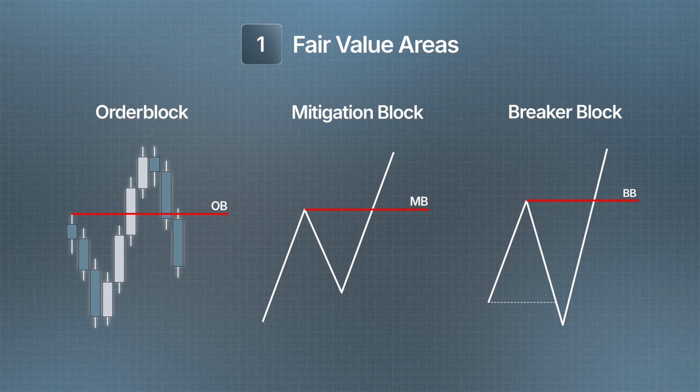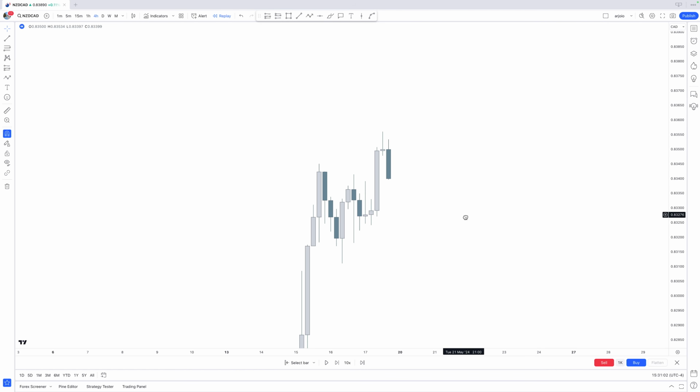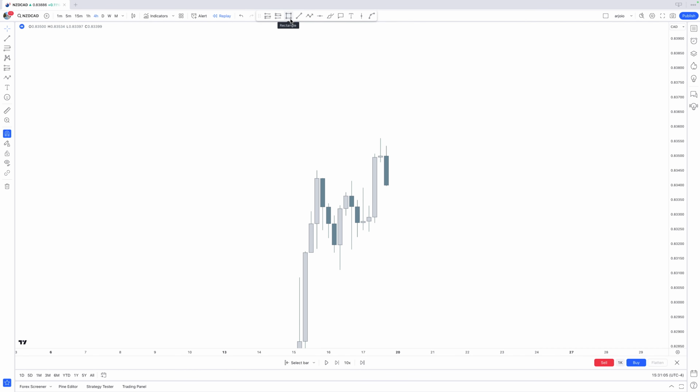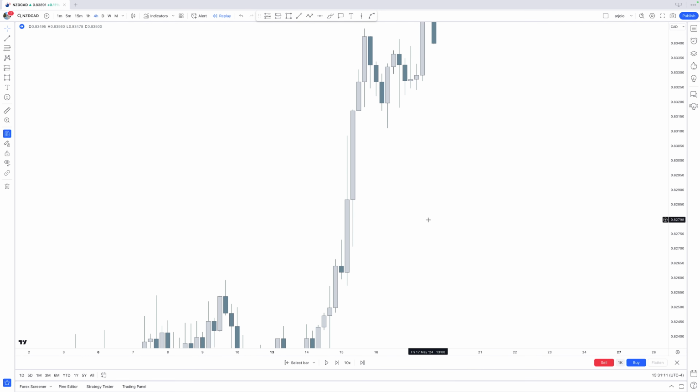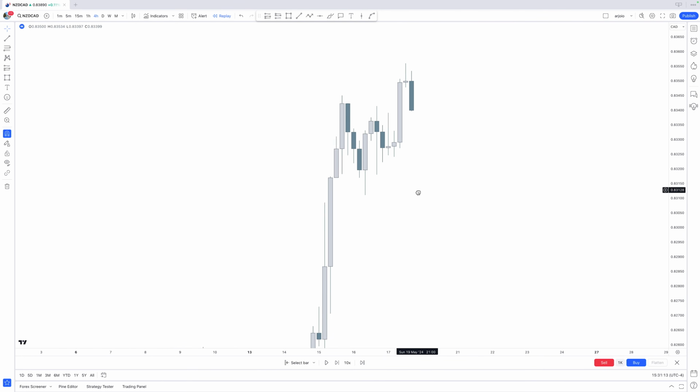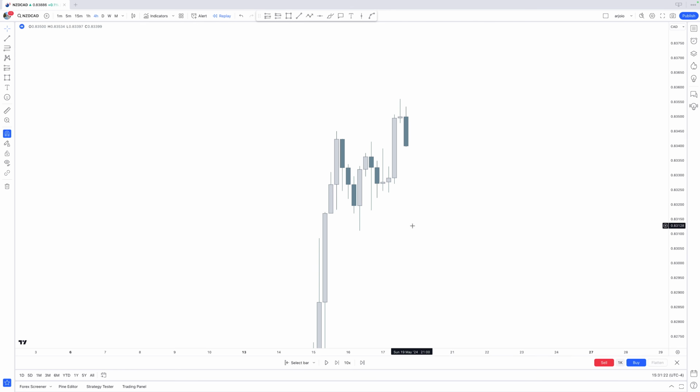and breaker block. Now, the usual method on how people find the best order block or the best mitigation block is they see, all right, did it take liquidity? Did it come into a previous PD ray? And I would argue that's a good first step, but it's quite basic. So that's not what we're going to pay attention to today.